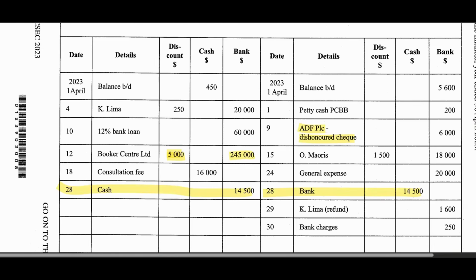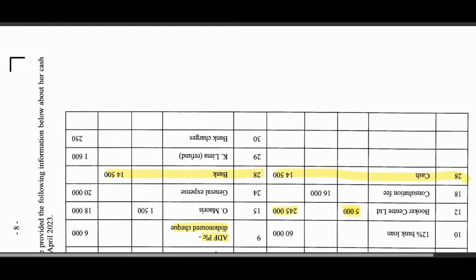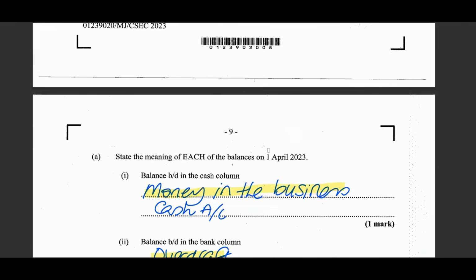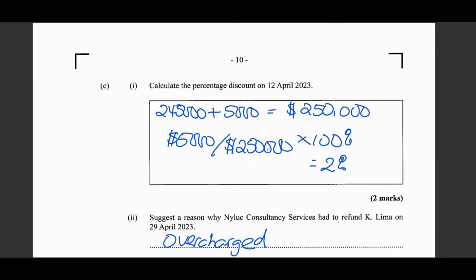So let's work on that percentage, guys. 5,000 out of the 250 which they owed us. That meant we gave them a 2% discount. Simple, just like that, guys.